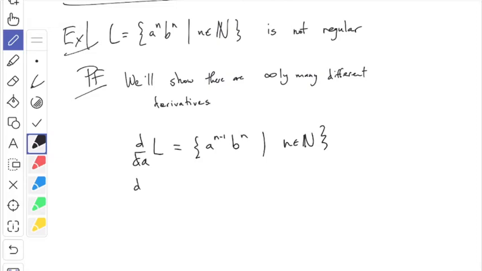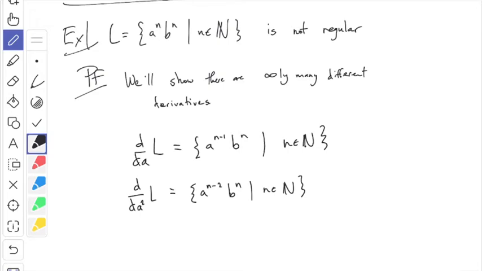What about dA squared of L? Can anybody say what that is? Yeah, right. A to the n minus 2, b to the n, where n is any number again. This is a set in which you have removed two A's from the beginning. And, I hope you agree with me, this set is also different from the other two sets, right? This is different from L itself, and it's different from dA of L. All three of these sets that I've written on the screen are all different from each other.